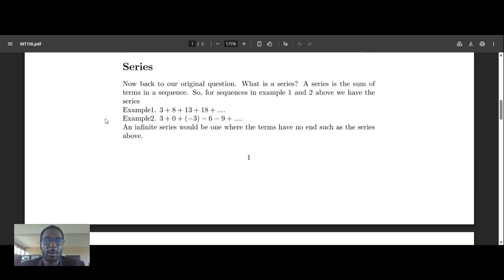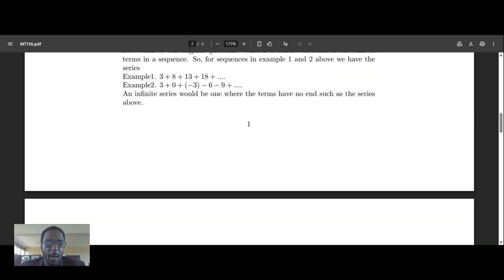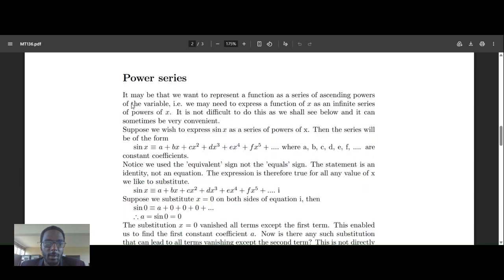So now back to our original question, what is a series? A series is what we obtain when we take the sum of terms in a sequence. So for example, 3 plus 8 plus 13 is an example of a series obtained from the sequences above. Now to our original question, a power series.